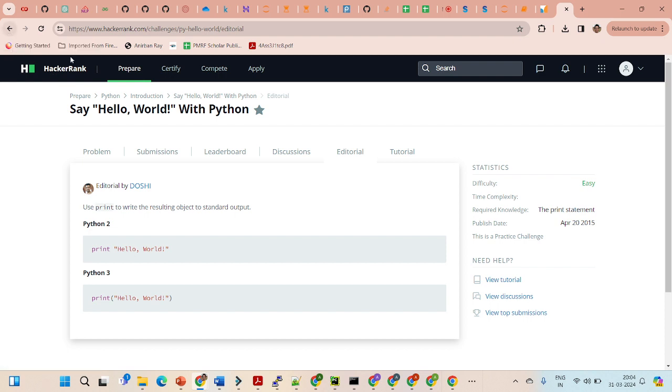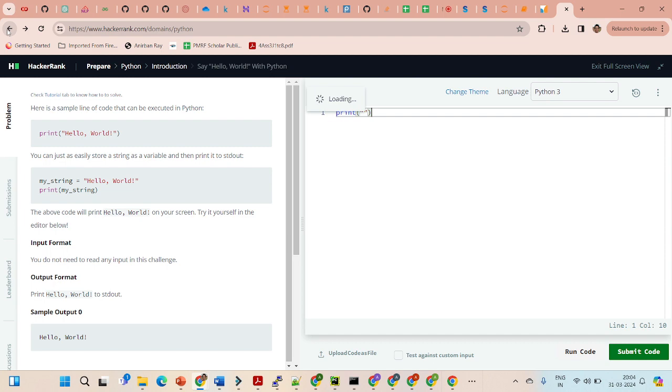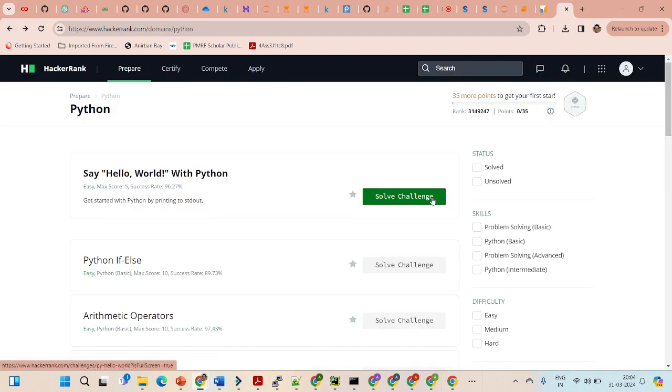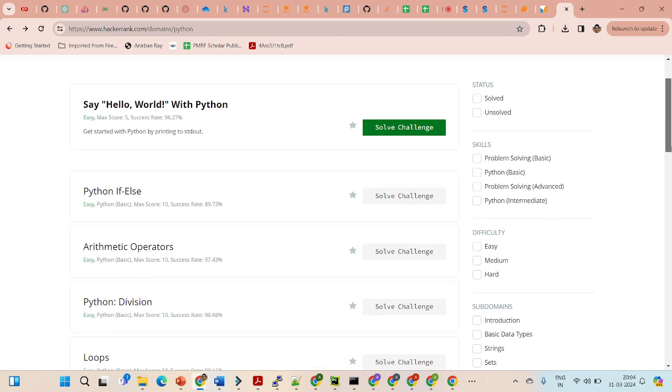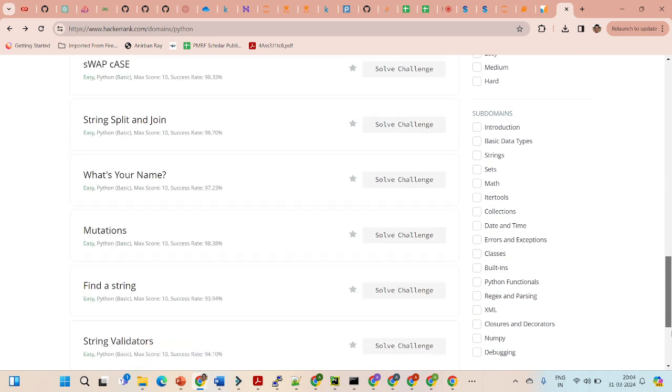From the tutorial you try to learn, and try to code it yourself. If you cannot do it, see the discussion and then try to code it. If you still cannot do it, then the editorial. So that is how you can learn. Step by step all the problems are given, very easy to learn. Hello world, then if else, then go on.